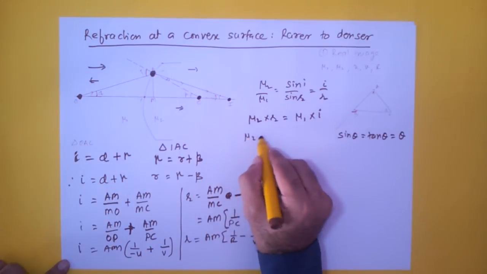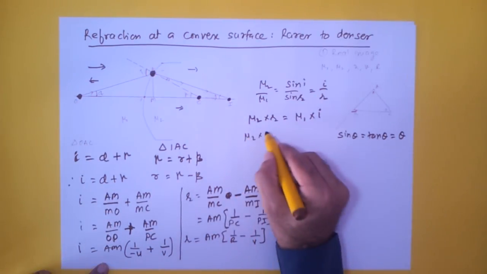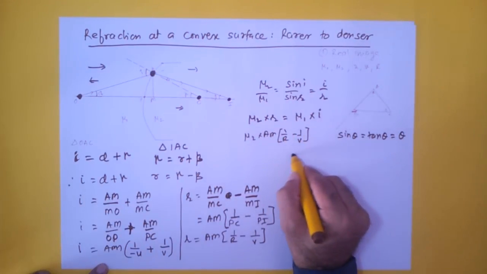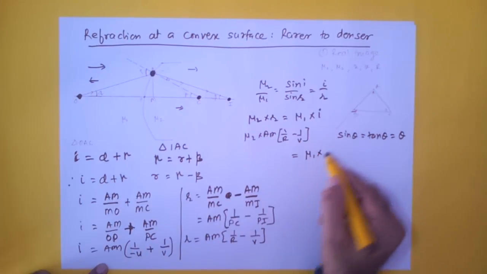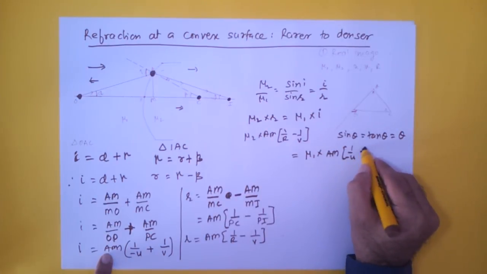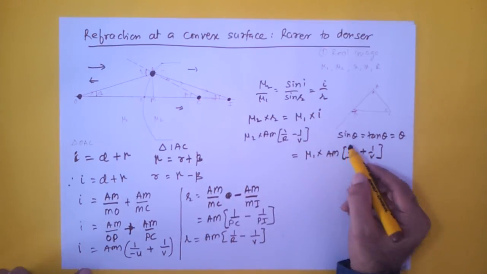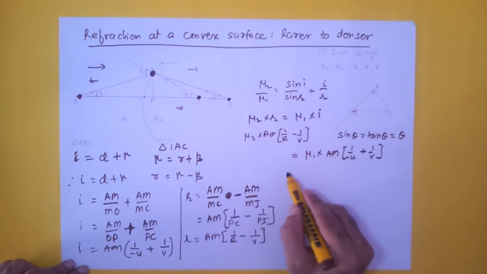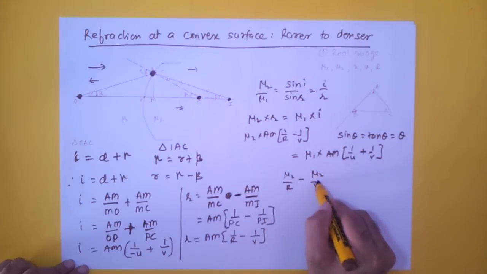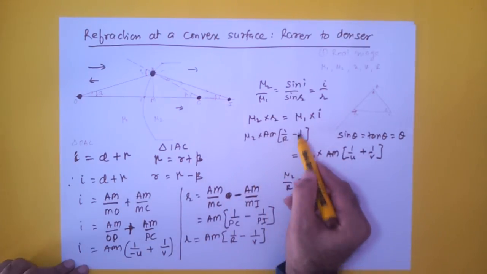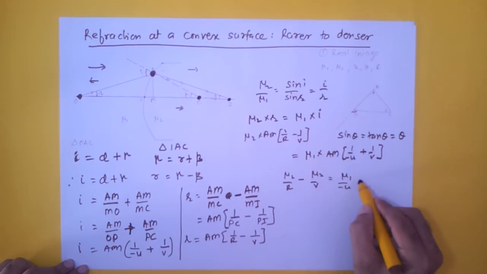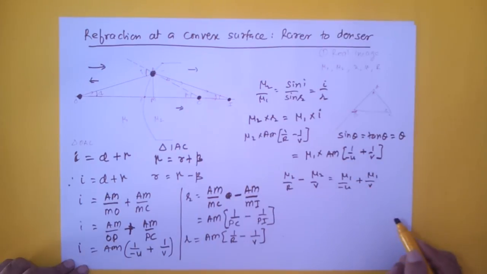So mu2 into r. What is r? r we have obtained is AM into 1 upon R minus 1 upon v, is equal to mu1 into what is i? i is AM into 1 upon minus u plus 1 upon v. AM will get cancelled, so you'll get mu2 upon R minus mu2 upon v. I'm opening this bracket, multiplying mu2 to 1 upon R and 1 upon v, is equal to mu1 upon minus u plus mu1 upon v.